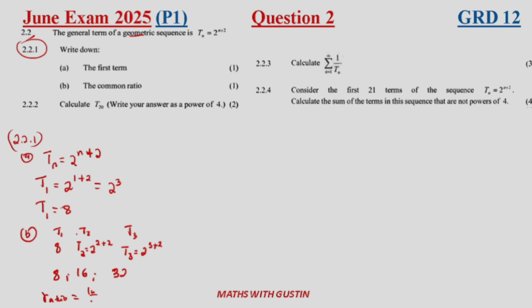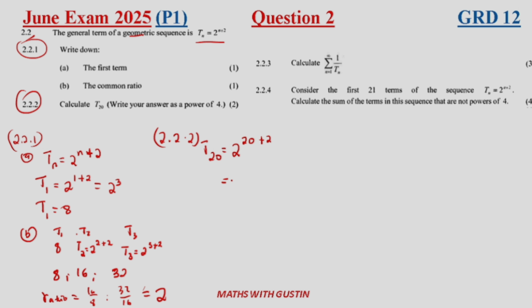Okay, 2.2.2, right, which is this one here. Calculate T20. Write down the answer as a power of 4. Okay. T20, just substituting it here in our formula is going to be 20 plus 2, which is equal to 2 to the power of 22.